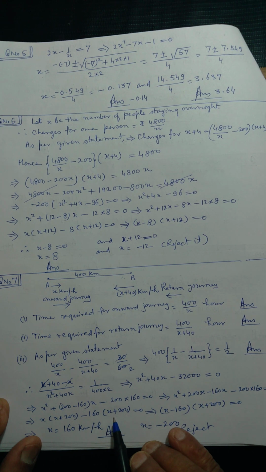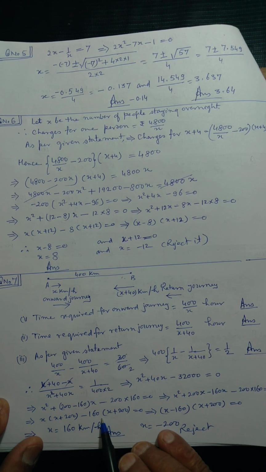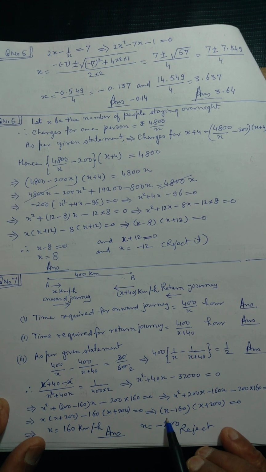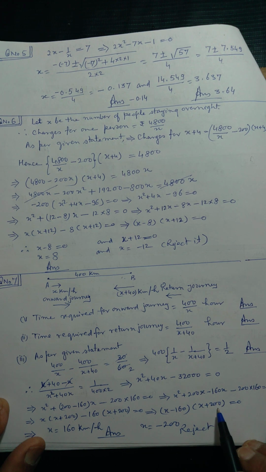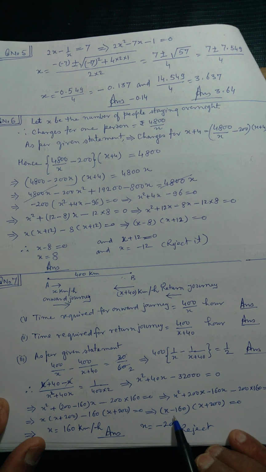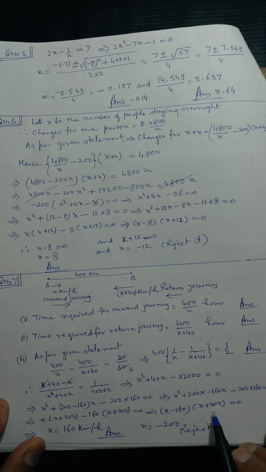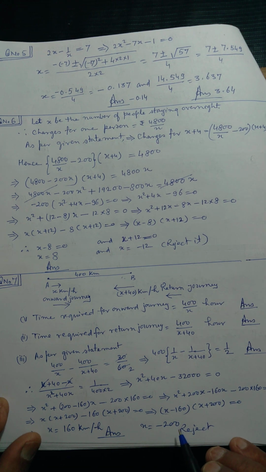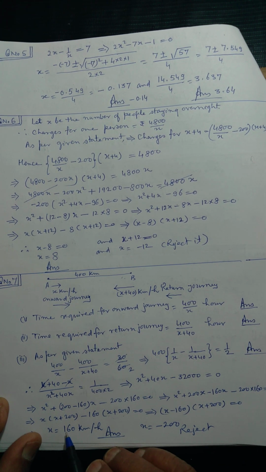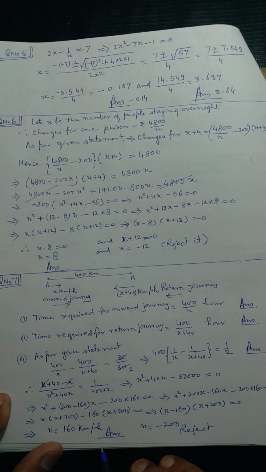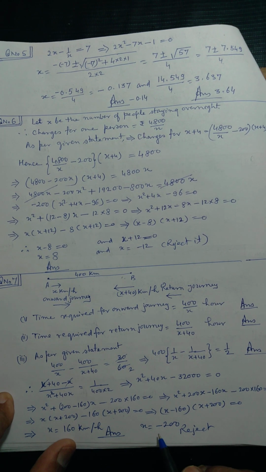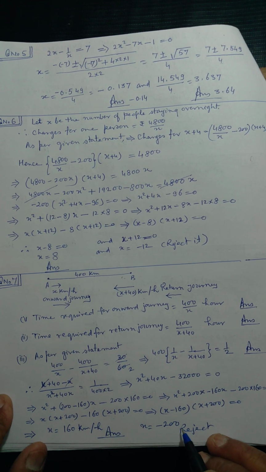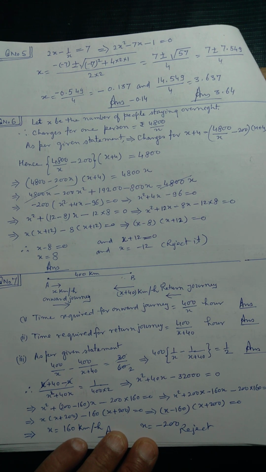From third and fourth term, we take out 160 common. We are left with x plus 200 bracket closed. Now we take x plus 200 common, and we are left with x minus 160. The product of these two factors will be equal to 0. Once we substitute equal to 0, we get the value of x is equal to 160 km per hour. This will be the correct answer, and x is equal to 200, that will be minus 200, and it will be rejected being minus.